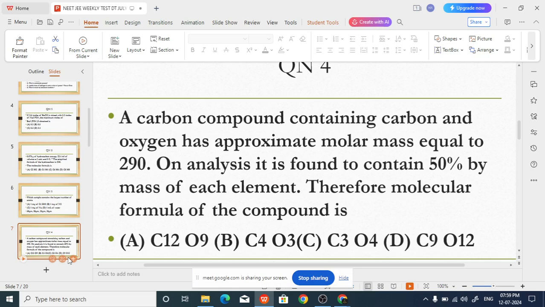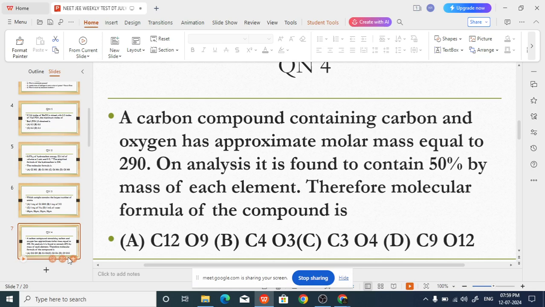No, not that. C9 is 12 into 9 is 108. And then O12, 16 into 12 is how much? 192. Yeah, that is 290. So 290, only in option D, you get the molar mass equal to 290. So D is the answer.